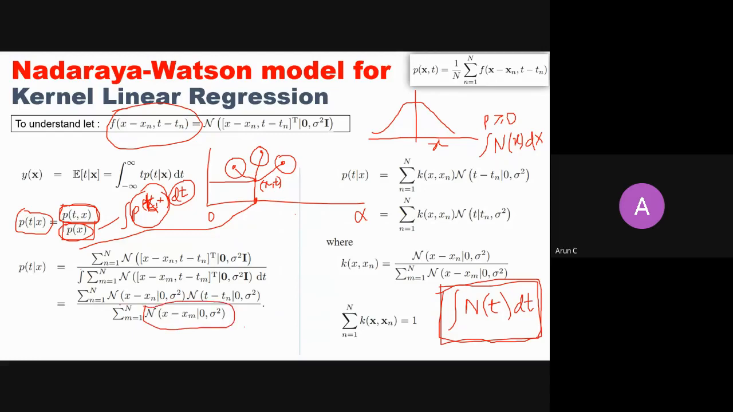And the summation is for all variables, right? So this is for one sample, the second sample. It is for all m samples. You're summing them.